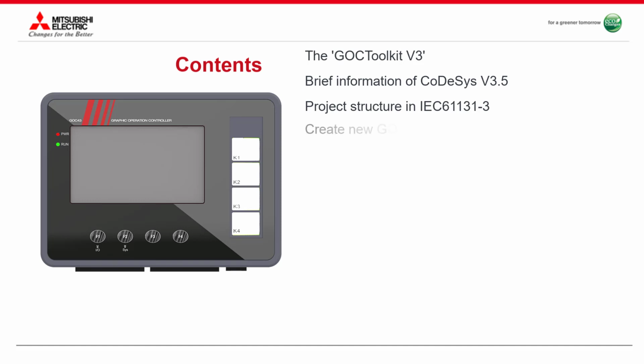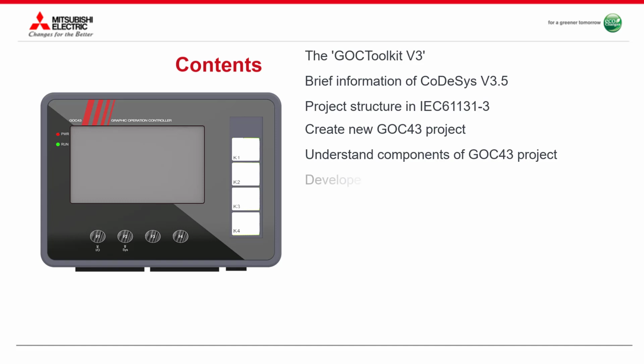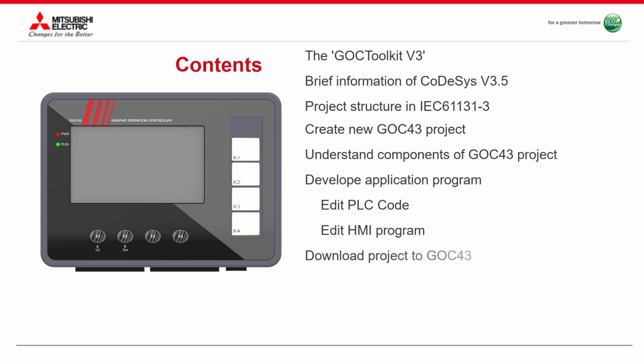After that, we will launch CodeZees and create a new GOC43 project using project template. In due course, we will understand different components of GOC43 project. We will develop a simple application program to turn on LED from illuminated key using function key on device. We will also design an example visualization to show key status on display. We will download project to GOC43 and go for online monitoring. At last, we will understand source code download process.